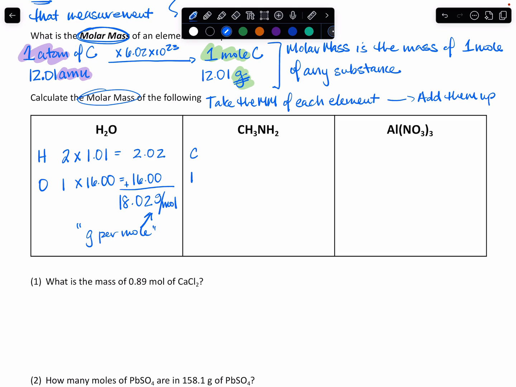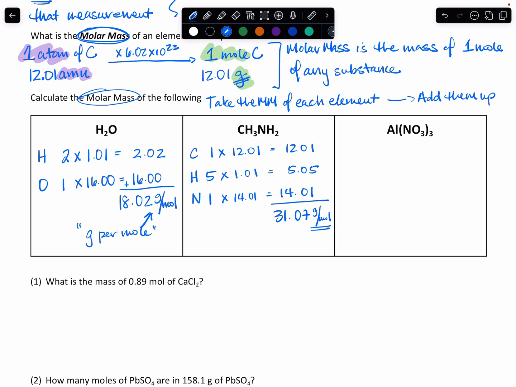This time we have three elements, C, H, and N. I have one carbon with a mass of 12.01. And then I have 5 hydrogens, each at 1.01. And then I have one nitrogen at 14.01. I'm going to add those up, and I get an overall mass of 31.07 grams per mole. All right, again, do not forget the unit. It's really important because we're going to talk about how to use that as a conversion factor in just a few minutes.